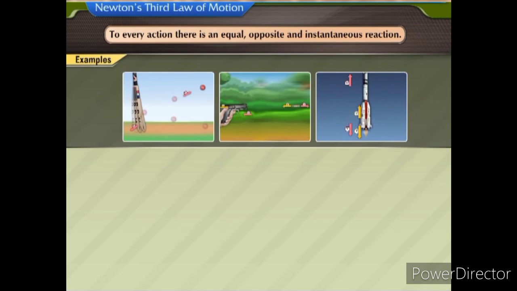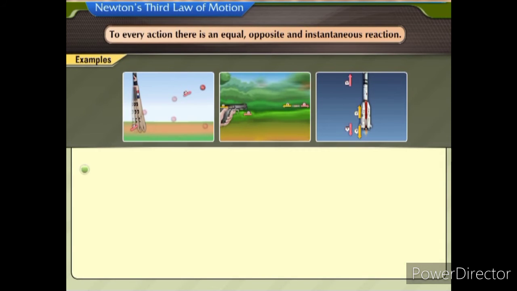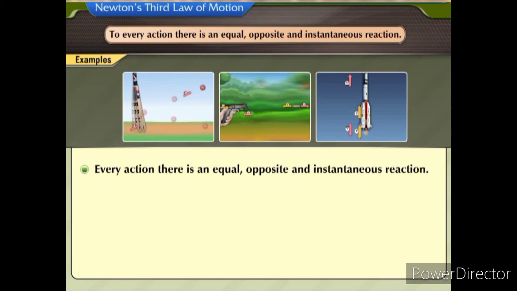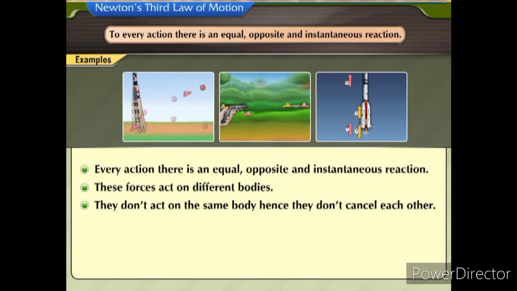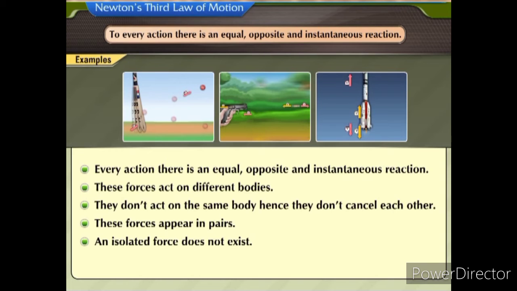In these examples, we have seen that to every action there is an equal, opposite, and instantaneous reaction. These forces act on different bodies. They don't act on the same body, hence they don't cancel each other. These forces appear in pairs. An isolated force does not exist. They also act at the same instant.